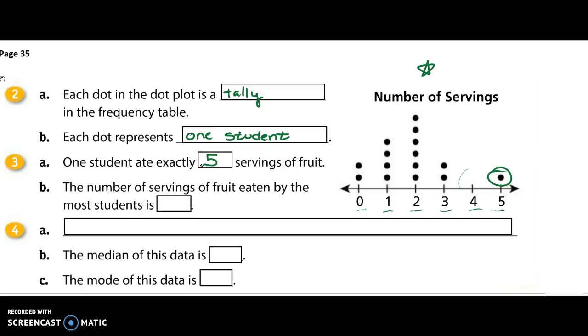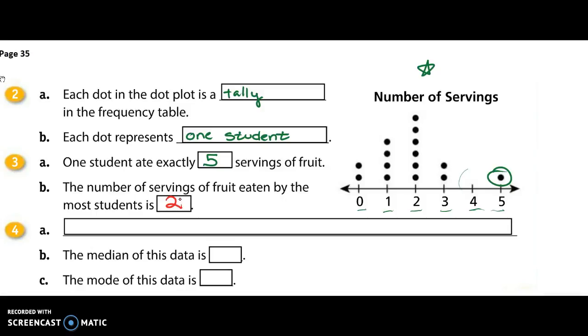Let's look at part B of number 3. The number of servings of fruit eaten by the most students. We should be able to do this without counting. The number of servings of fruit eaten by the most students should have the most dots in it. If it has the most dots, it should be the tallest column. So even very quickly, without even counting, we should see that the most number of servings eaten was 2. Most kids ate 2 servings of fruit.